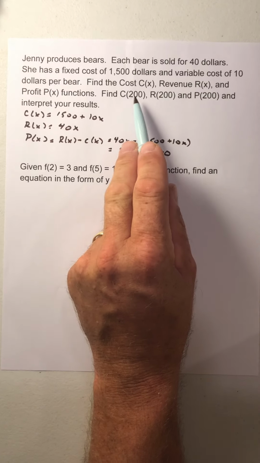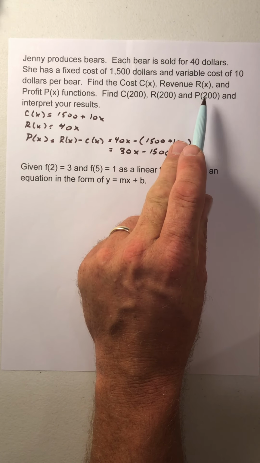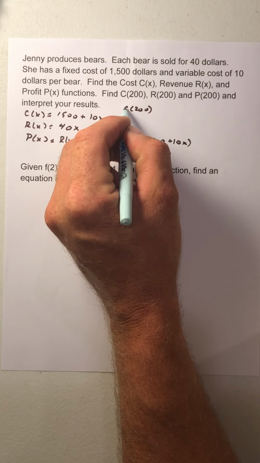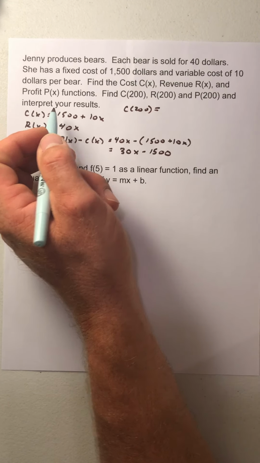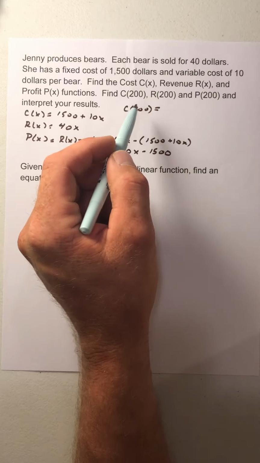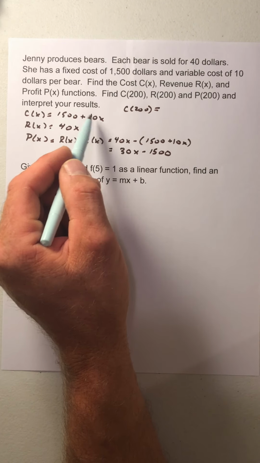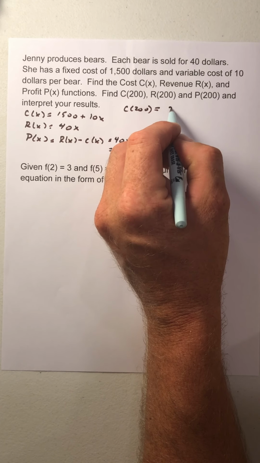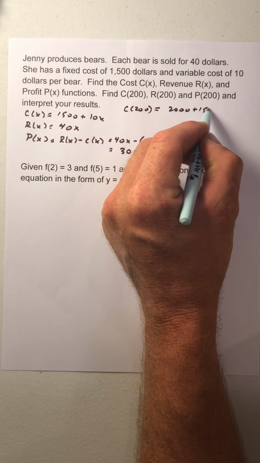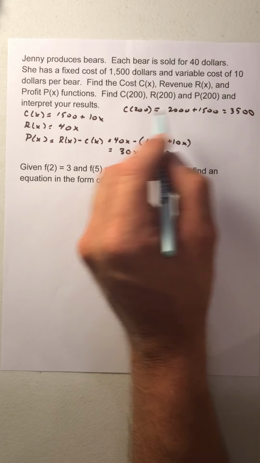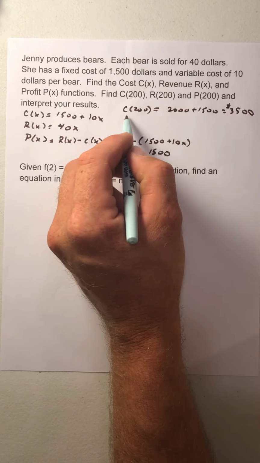And then it asks us to find C of 200, R of 200, and P of 200. C of 200, we go to our cost function. We're going to plug in 200. We can do this into our calculator, or you can probably do this without a calculator for this one, hopefully. Our cost function would be 200 times 10, which is 2,000, plus 1,500. So we have 2,000 plus 1,500, or 3,500. And this is, I guess, dollars.